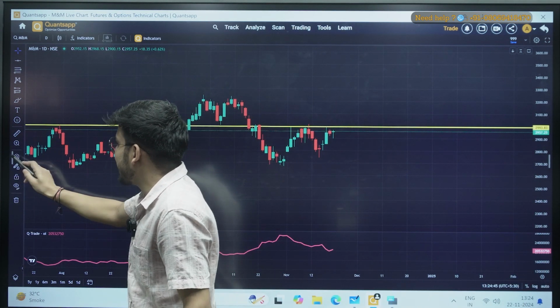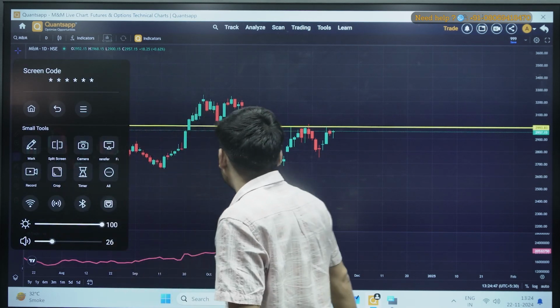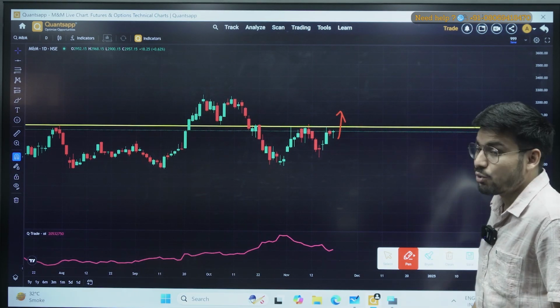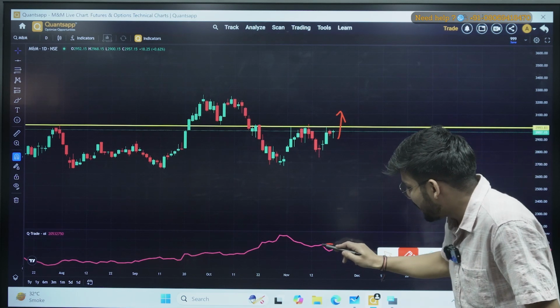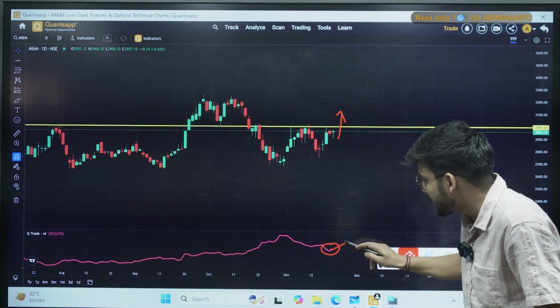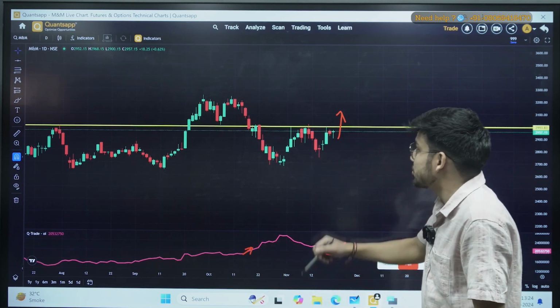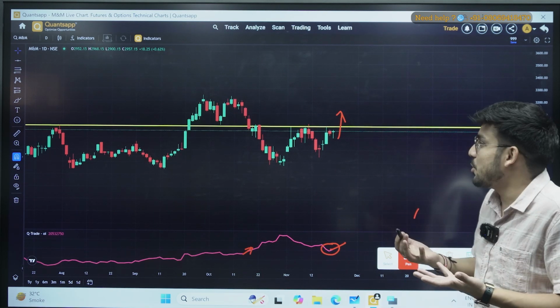At any point of time, if there is a breakout and my open interest also increases in the upper direction, you will see the momentum increasing in the upper direction. At that time I will make my move in the upper direction, right?